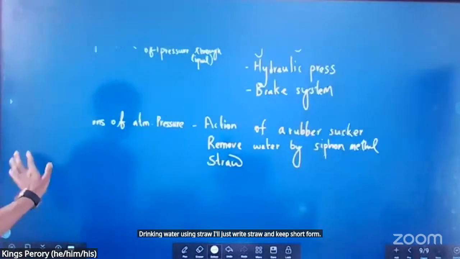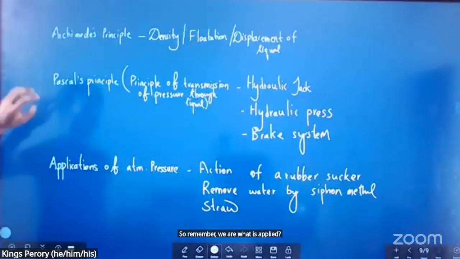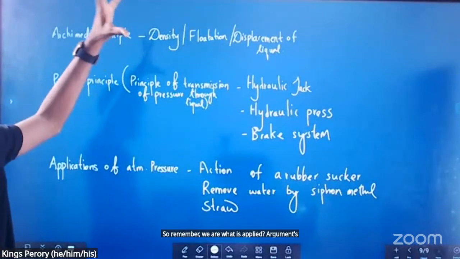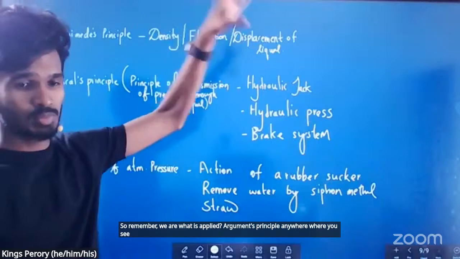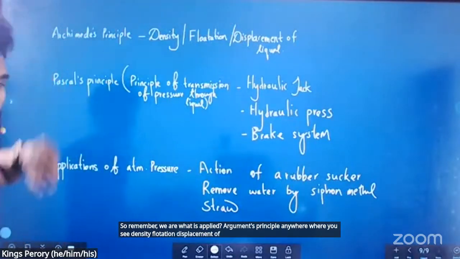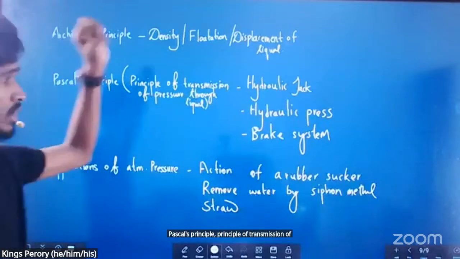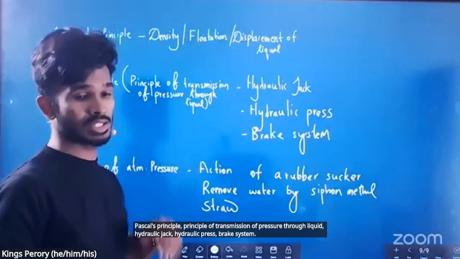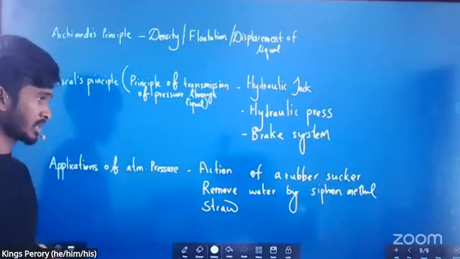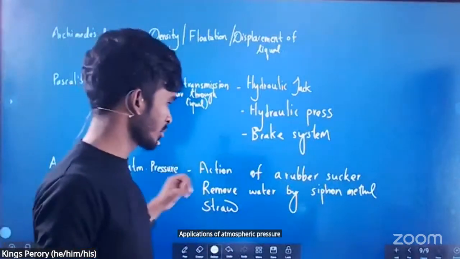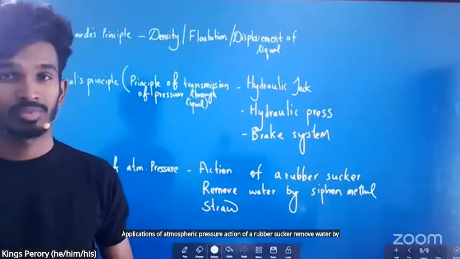So remember what is applied. Archimedes principle, anywhere you see density, flotation, displacement of liquid part, that is Archimedes. Pascal's principle of transmission of pressure through liquid: hydraulic jack, hydraulic press, brake system. Applications of atmospheric pressure: action of a rubber sucker, remove water by siphon method, straw.